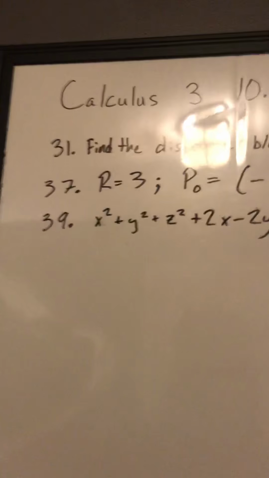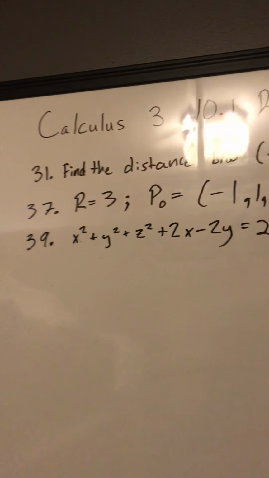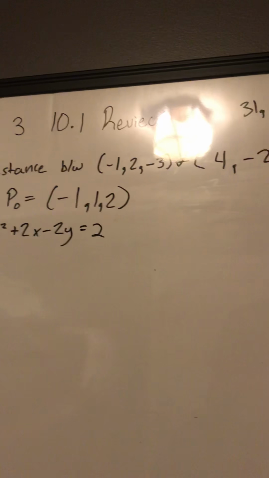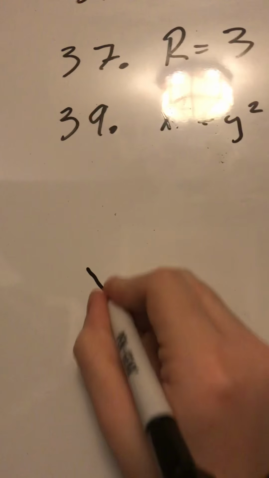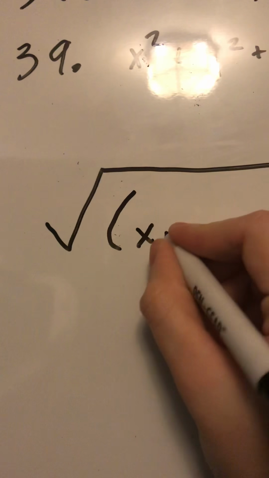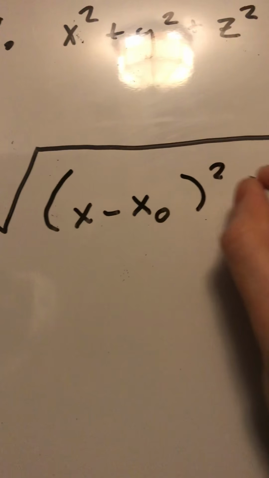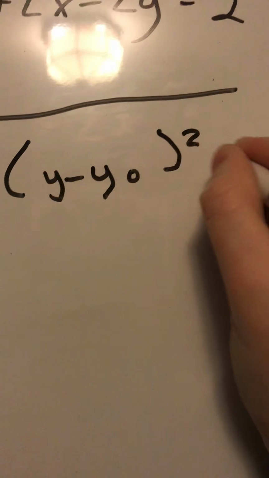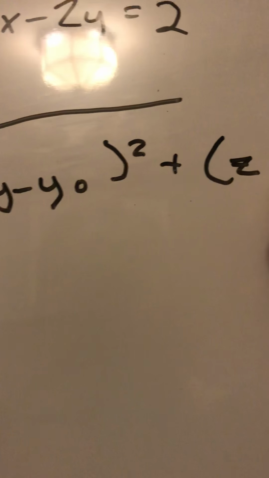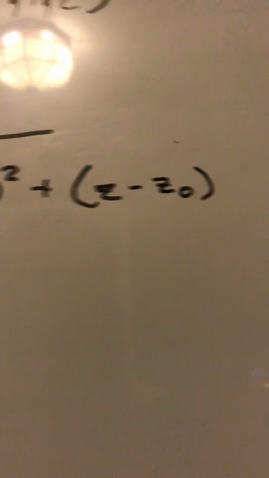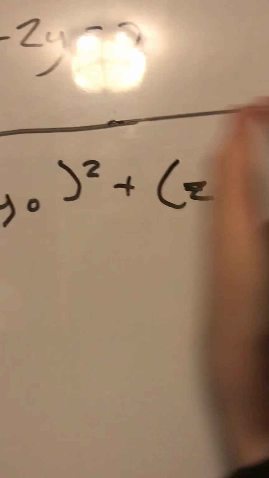Anyway, the first one we're going to be doing is number 31: find the distance between the points -1, 2, -3, and 4, -2, 1. The way we do this is with the distance formula, which I hope we all remember. If not, it is the square root of (x minus x naught) squared plus (y minus y naught) squared plus (z minus z naught) squared.